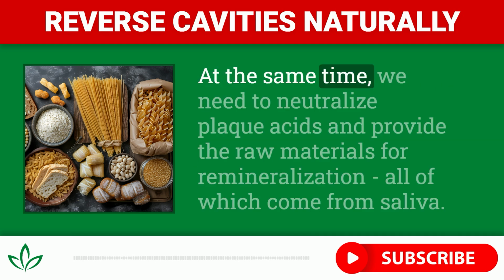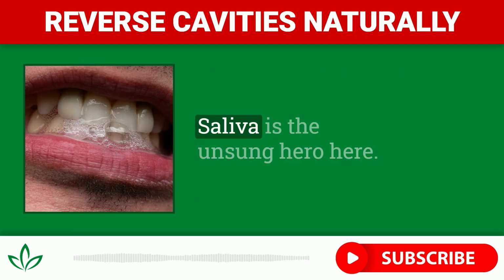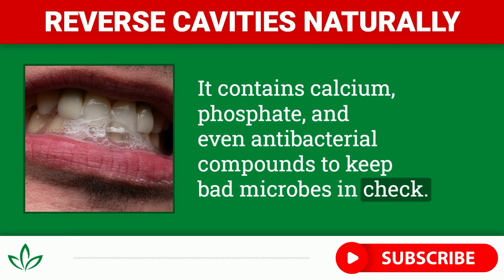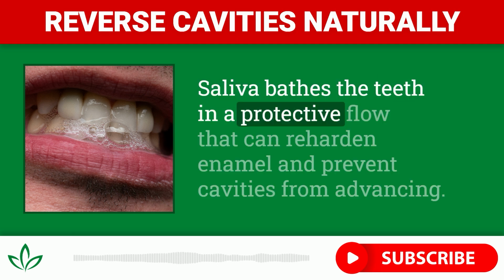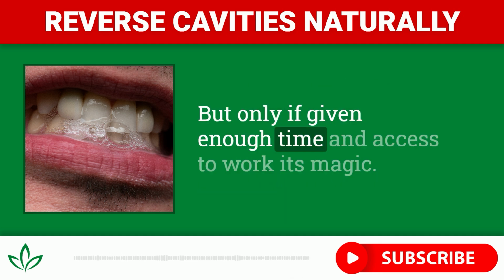At the same time, we need to neutralize plaque acids and provide the raw materials for remineralization, all of which come from saliva. Saliva is the unsung hero here. It contains calcium, phosphate, and even antibacterial compounds to keep bad microbes in check. Saliva bathes the teeth in a protective flow that can reharden enamel and prevent cavities from advancing, but only if given enough time and access to work its magic.